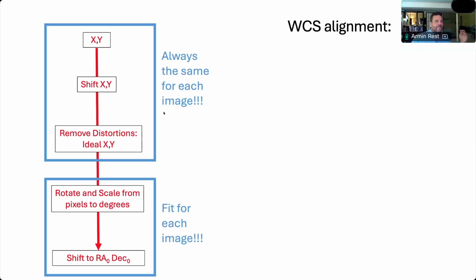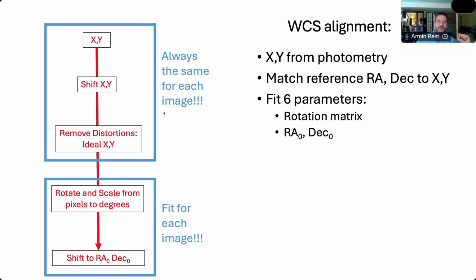So when we do a WCS alignment, what are we doing? We go from XY to the ideal coordinate system. That's always the same for each image. We can do this right away without having to do any work. But then for each image, what we have to fit is rotation, scale, and the offset to the right ascension and declination. How do we do that?